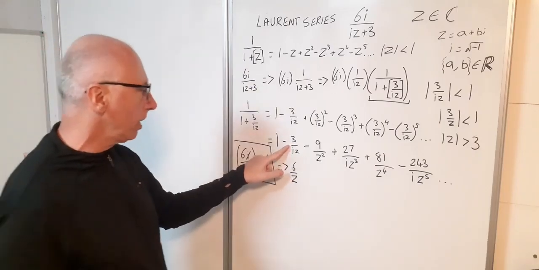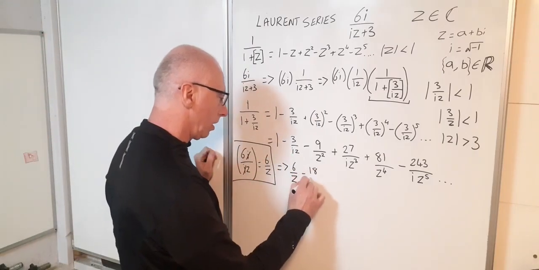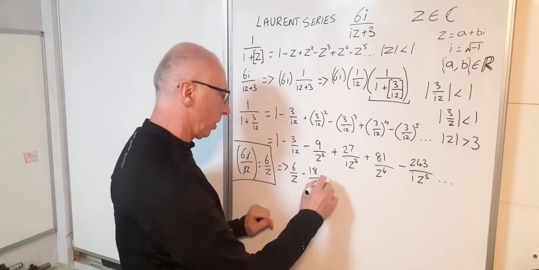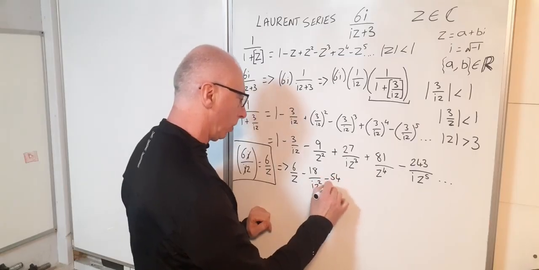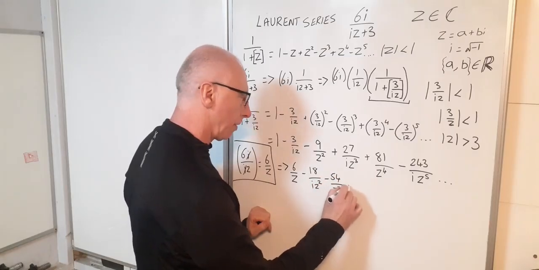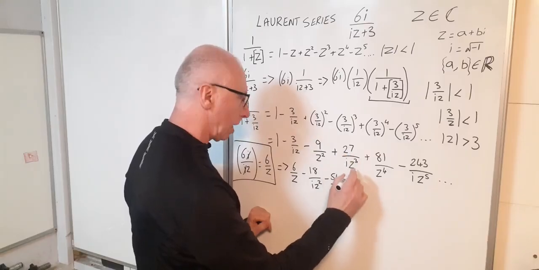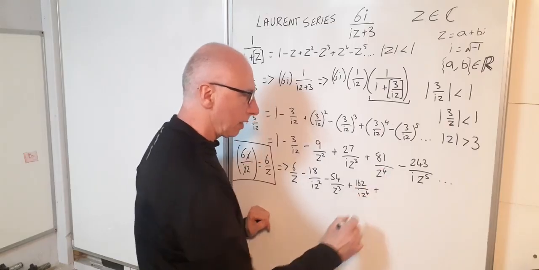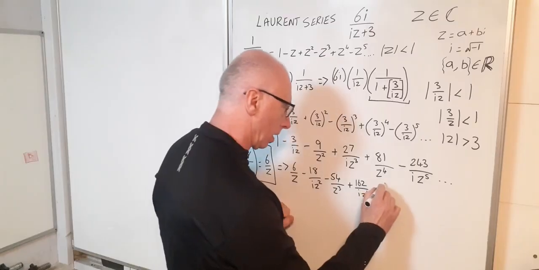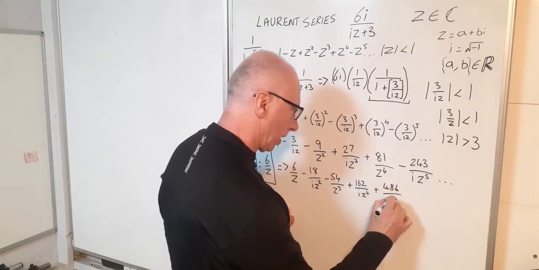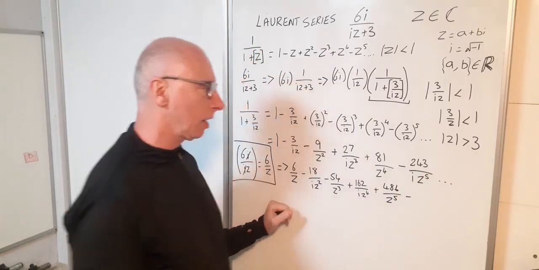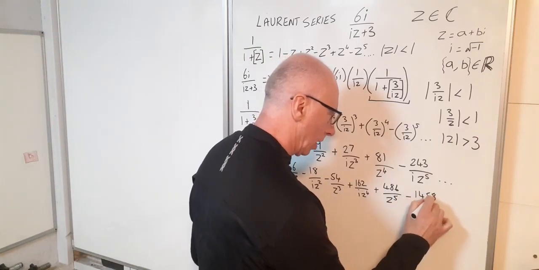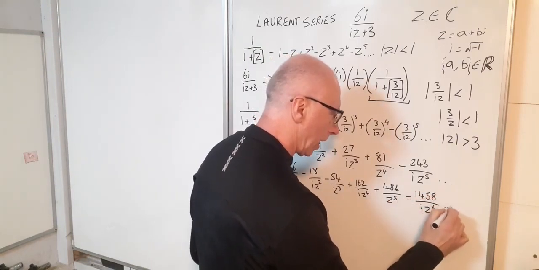Times this by 6 over z, I'll have minus 18 over iz squared. And keep going through all the series. So then I've got minus 54 over z to the 3 plus 27 times 6 is 162, iz to the 4, times that by 6, 486 over z to the 5, and minus, times that by 6, 729 times 2, 1458, iz to the 6, and it goes on and on.